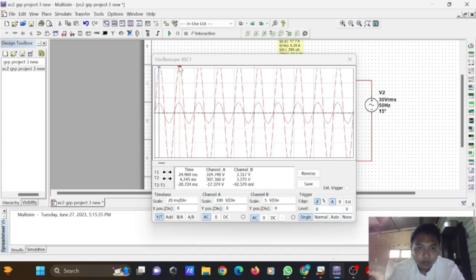So we stop first this. So the answer here we get for the peak voltage is 324.74. The current is 3.41 for the peak current. Okay, that's all for me. Thank you.